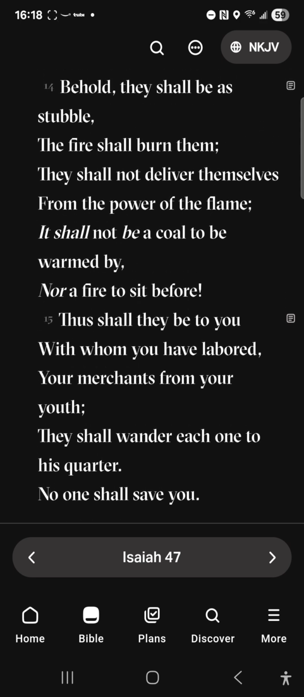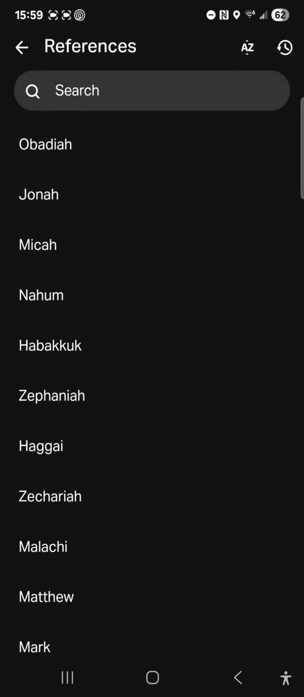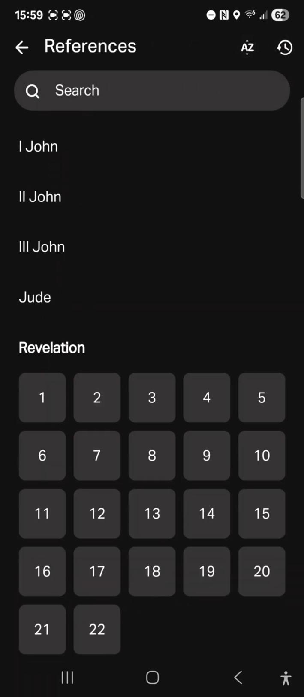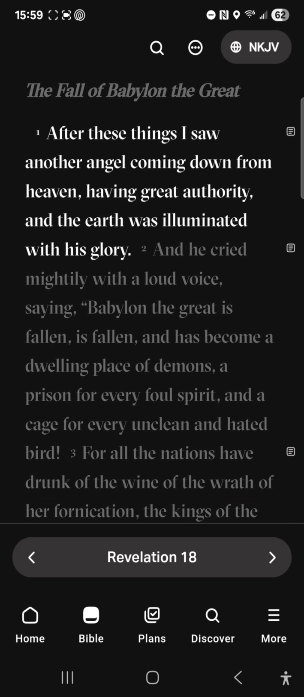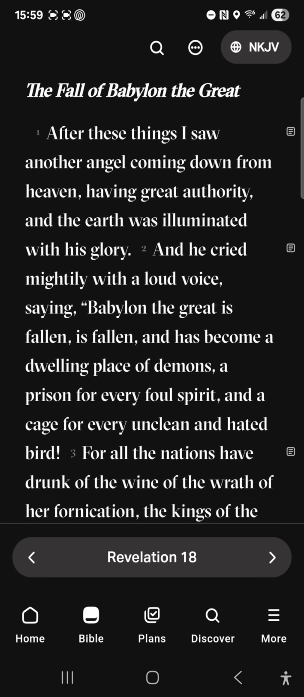That last part. I want to go to Revelation 18, and I'm going to start in the very beginning because I want you to see how it's related. So first and foremost, we see it's going to be talking about the fall of Babylon the Great, or Babel. After these things, I saw another angel coming down from heaven, having great authority, and the earth was illuminated with his glory.